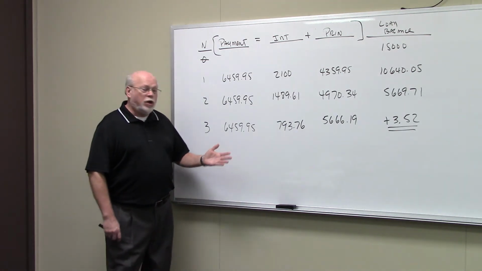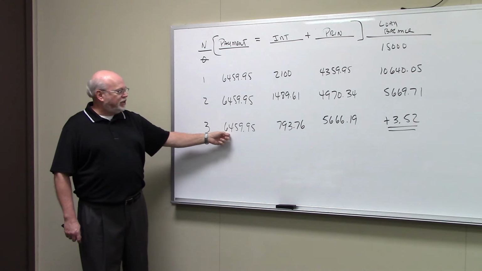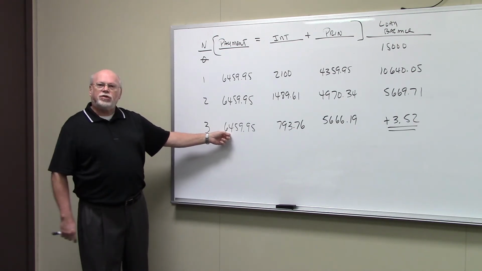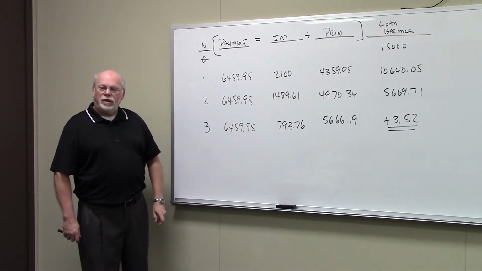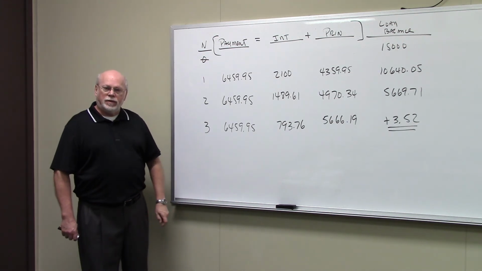And with this loan, you make these two payments here, but this last payment would be $6,459.95 plus $3.52. And that would make the loan balance zero. And the loan's over when the loan balance goes to zero.